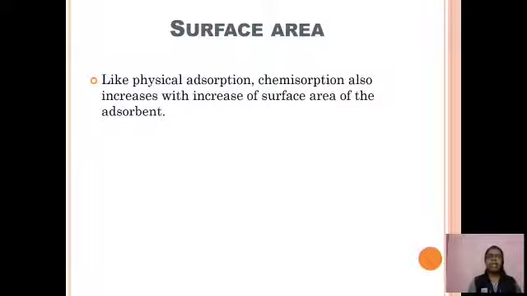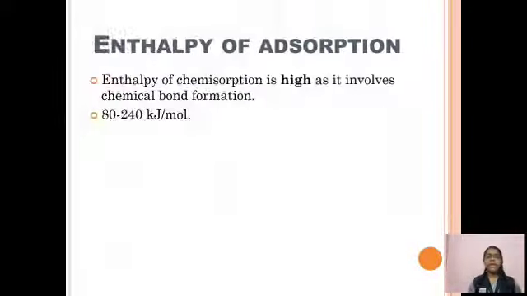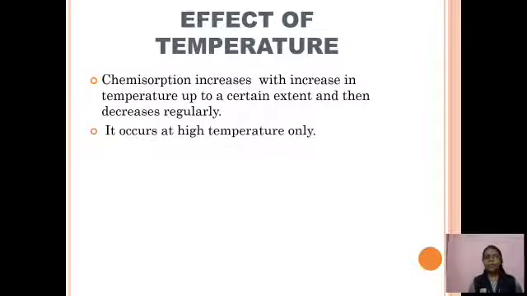And surface area: like physical adsorption, for chemical adsorption also, if more surface area is present, more amount of adsorption can happen. And next is the enthalpy of adsorption. Enthalpy of chemical adsorption is high as it involves chemical bond formation, and this value of enthalpy of adsorption is 80 to 240 kJ per mole. It is much greater than physical adsorption. Physical adsorption we learned is 20 to 40 kJ per mole, but here it is 80 to 240 kJ per mole.